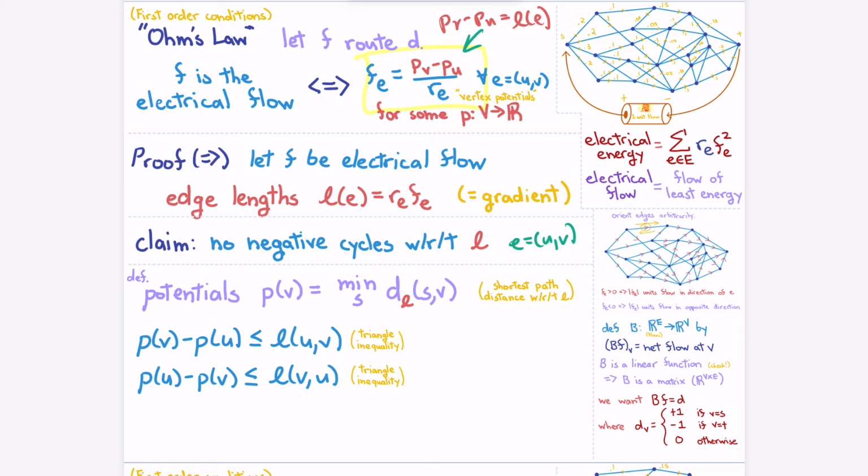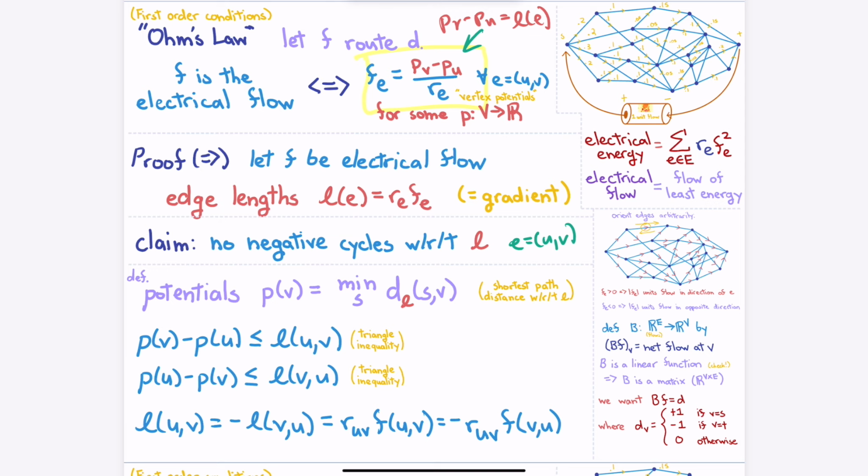LUV is not quite equal to LVU, but you're on, okay, why is LUV equal to negative LVU? Because it's just the opposite flow. It's supposed to just be the, okay, right? Because flow in one direction is negative flow in the opposite direction.